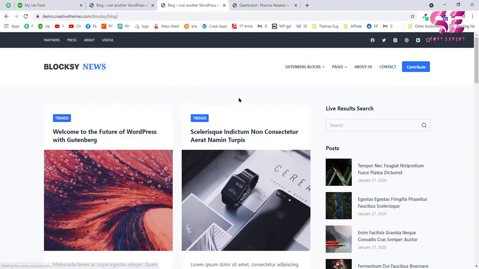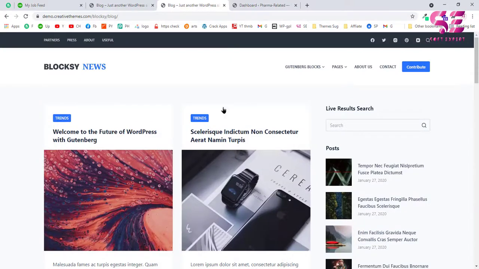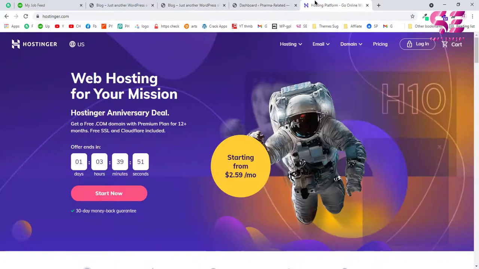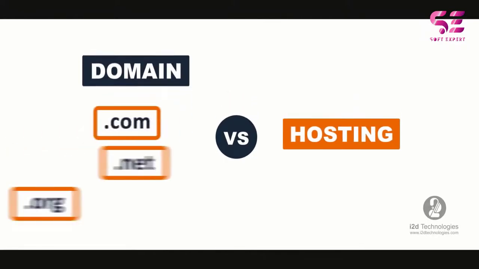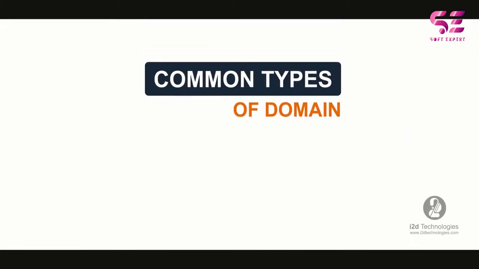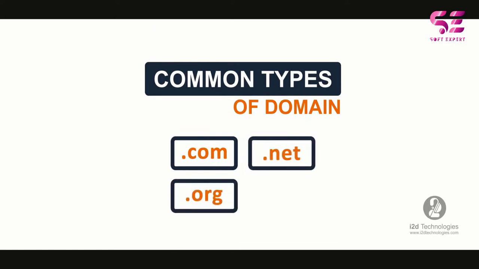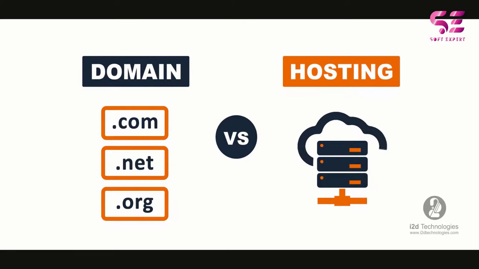I really like the homepage layout, which is very suitable for a blog website. So let's see how we can create this website. And now for creating any website, you will need two things, which are domain and hosting. So basically domain is your website name. For example, we have Google, so its domain name is google.com. And for Facebook, we have facebook.com. So basically these are the domain names, and hosting is just a storage where your website files will be stored. So you need these two things for running a website.